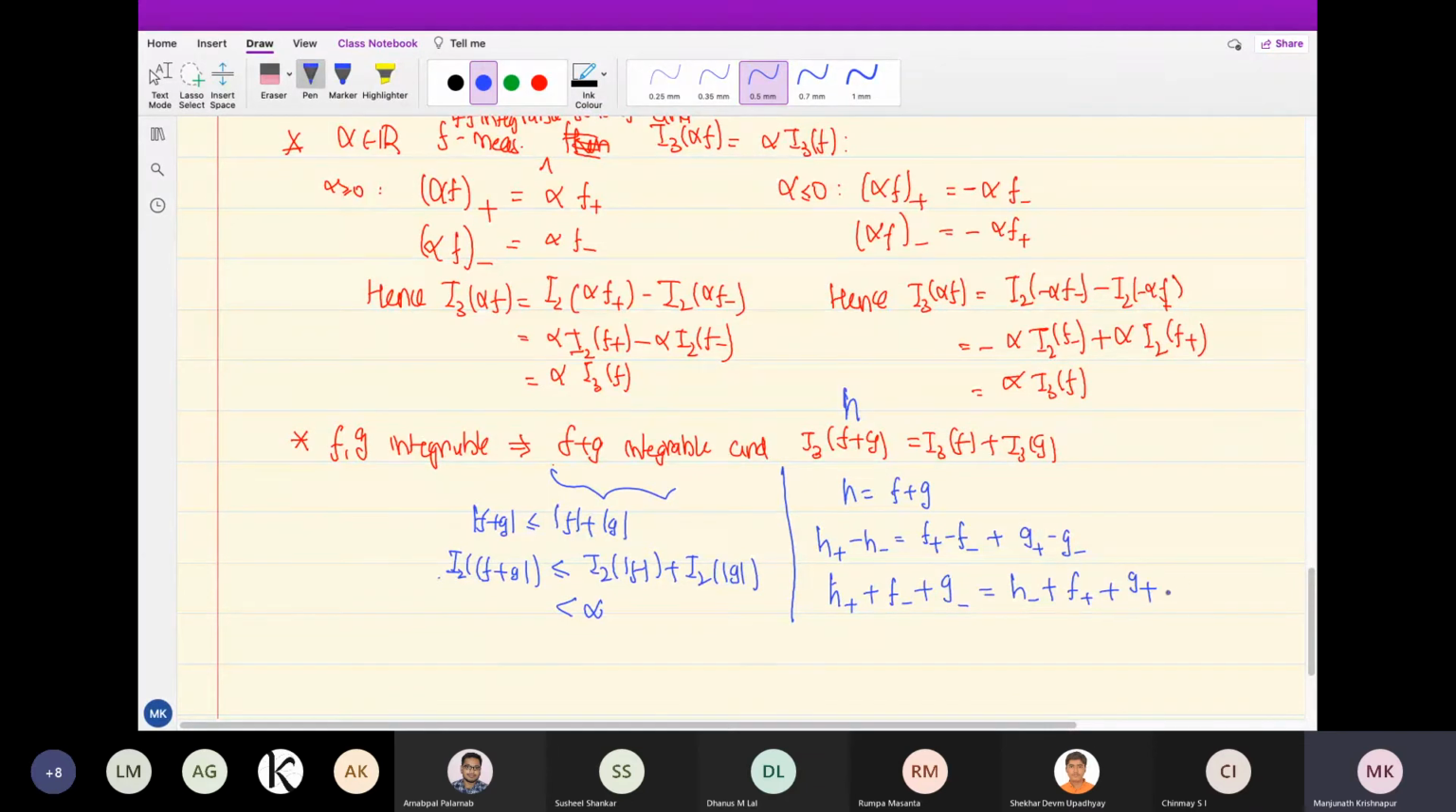So let us call it some function. Some function, I don't know what name to give. h, g, f, what are the names?